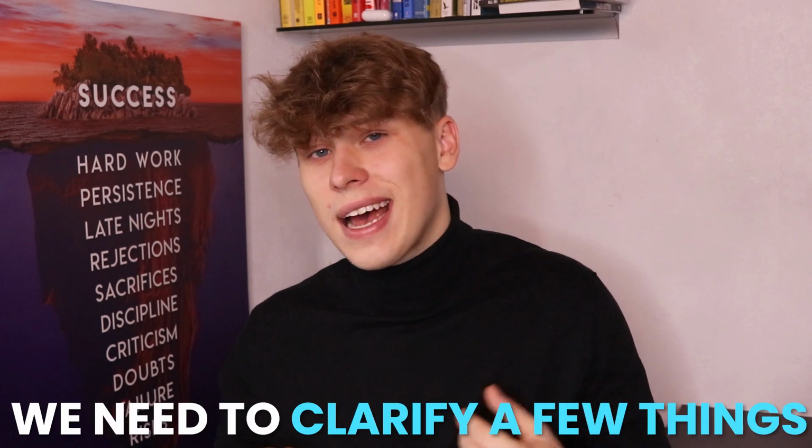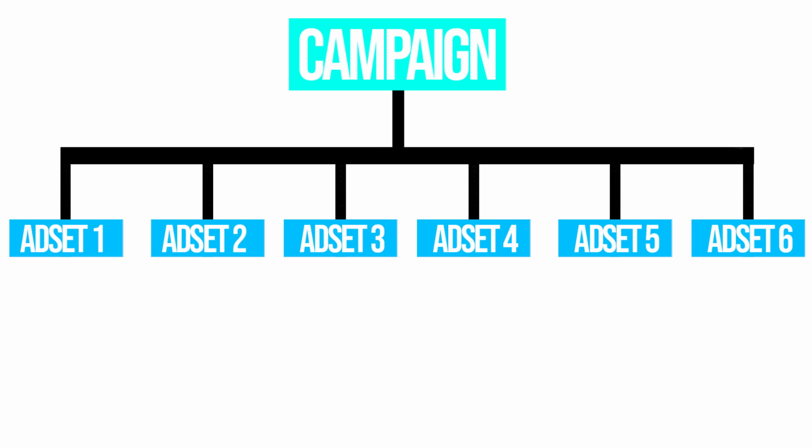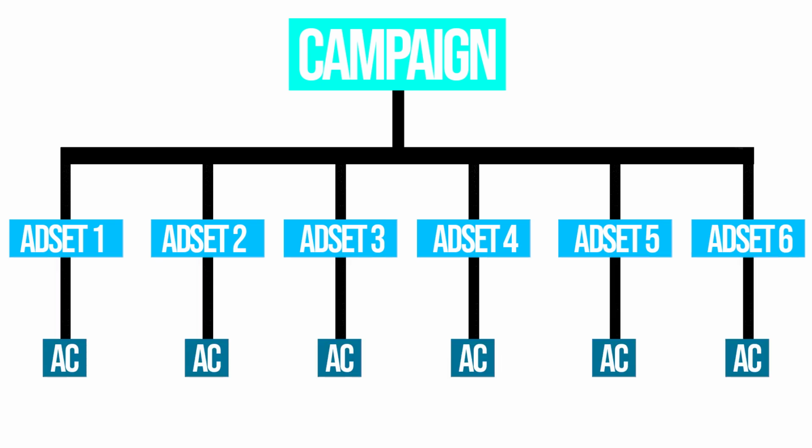Before we get into the actual testing strategy, we need to clarify and discuss a few things, mainly the structure of Facebook ads. In general, we have 3 stages and 3 levels within Facebook ads. On the top, we have the campaign level, then we have the ad set level, and on the bottom, we have the ads level. So let's talk about what's important for each individual step and what we can choose and decide there.